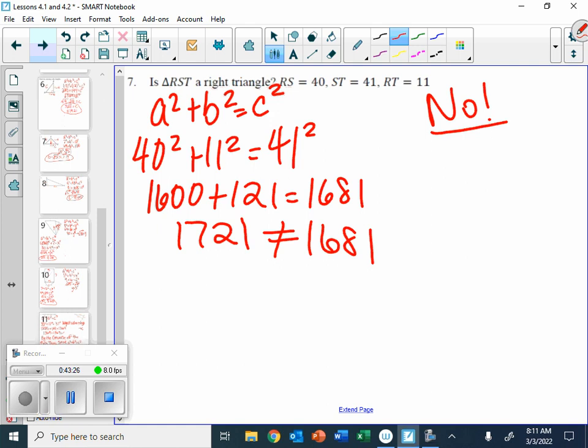And if you were asked to explain, you could say, since a squared plus b squared does not equal c squared, this thing's not a right triangle. Okay? And that's today and tomorrow. Any questions?